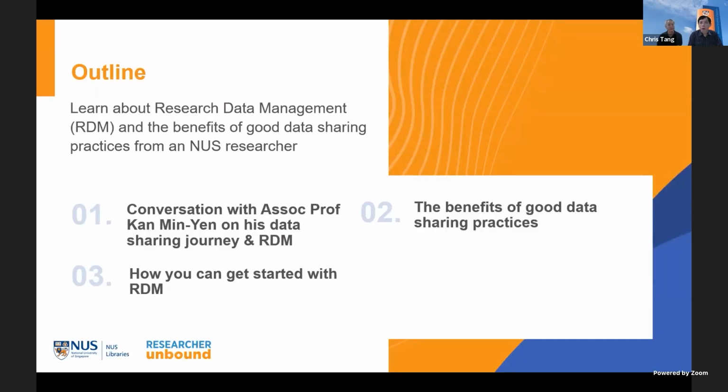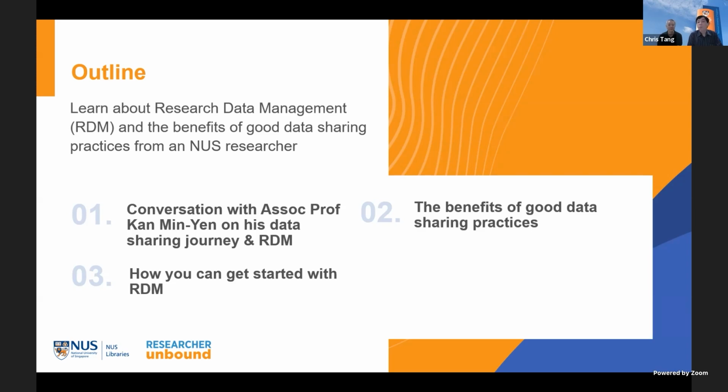This is what we're here to talk about today. We have this talk about the benefits of good data sharing and also RDM, research data management. We're hearing it firsthand from an NUS researcher, and this researcher would be Prof Min. We're spending about half an hour to talk about the benefits of good data sharing and his own data sharing journey. And then we have some time for the Q&A.